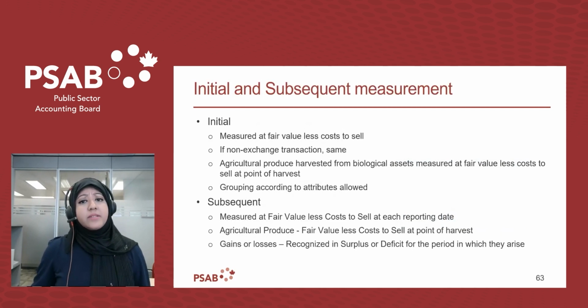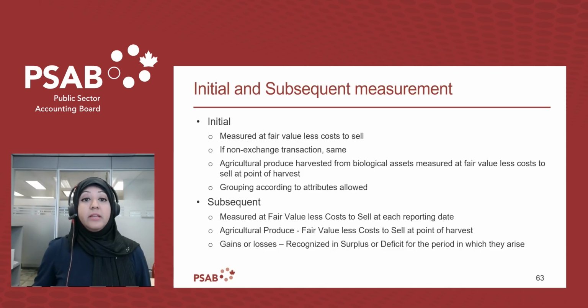Let's look at the initial and subsequent recognition of biological assets and agricultural produce. On initial recognition, biological assets are measured at fair value less cost to sell. If we are measuring assets that result from a non-exchange transaction, assets are measured at fair value less cost to sell also. Agriculture produce that is harvested from biological assets is initially measured at fair value less cost to sell at the point of harvest. The grouping of these assets can be done according to their attributes.